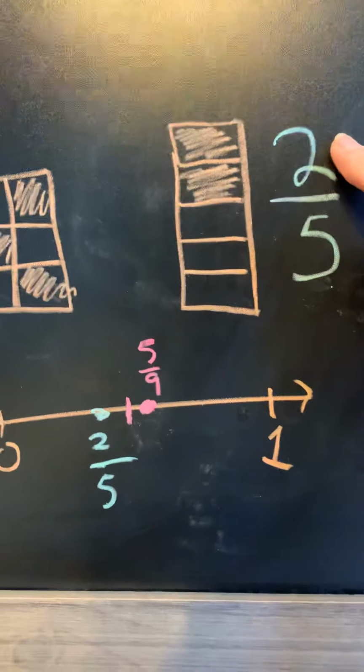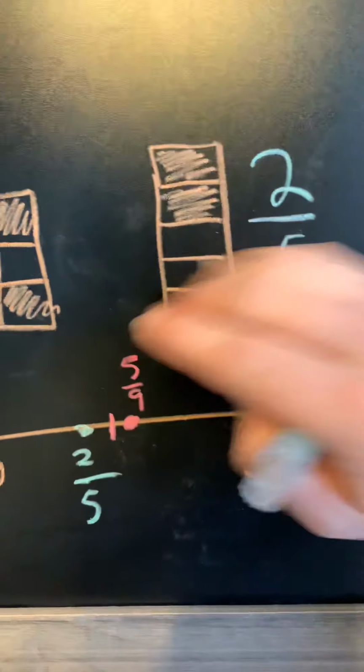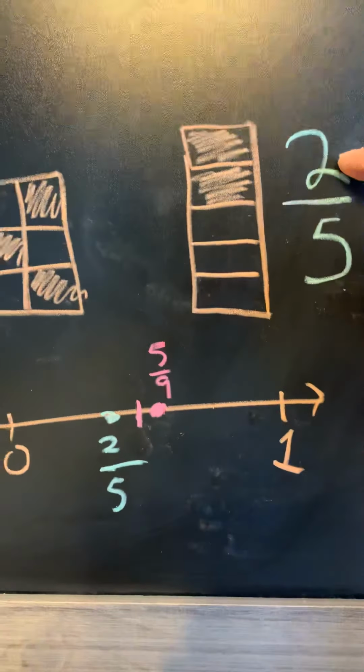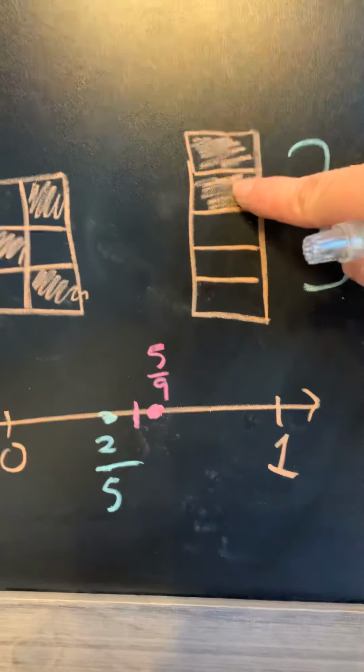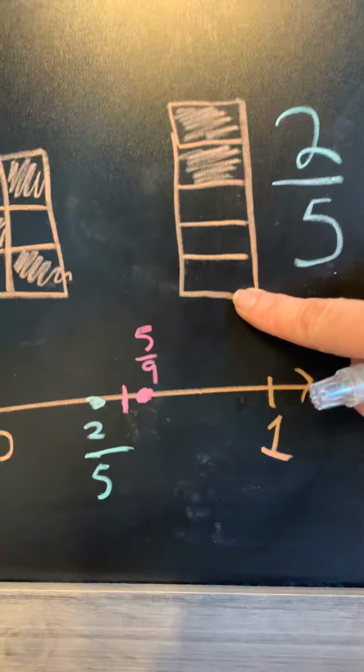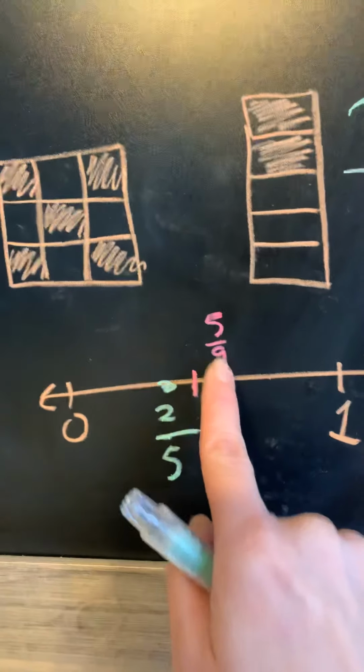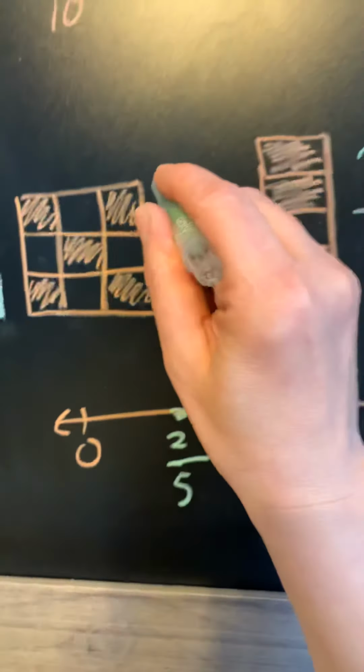But since 2 is half of 4 and 5 is more pieces than 4 pieces, this means this is less than half. And when I look at this, 2 is less than 1, 2, 3. So I know this has to be less than half. So when I look at this, I know that 5/9 is greater than 2/5.